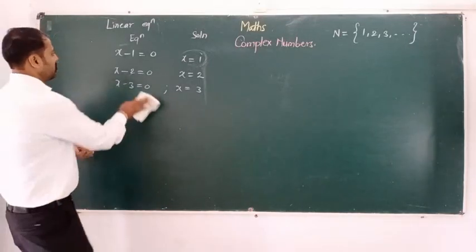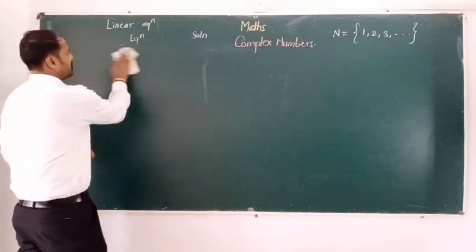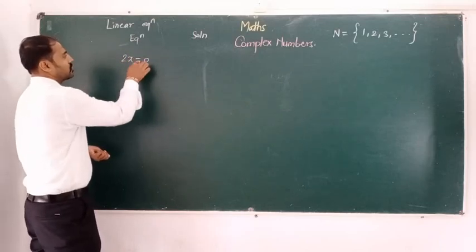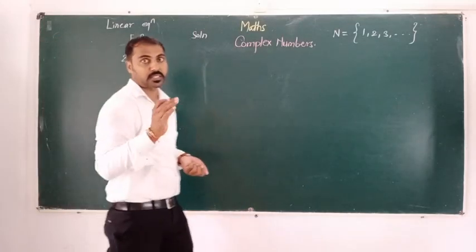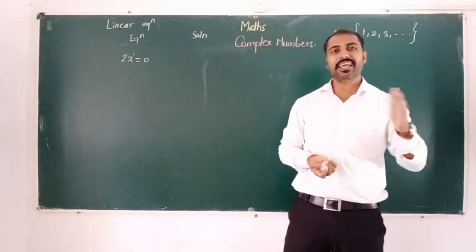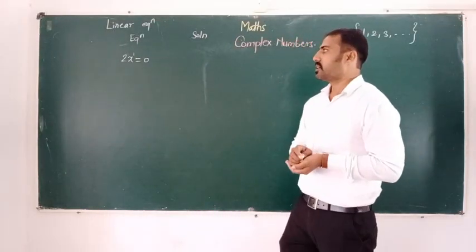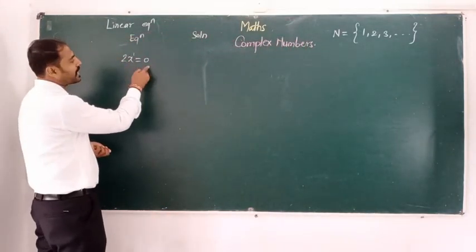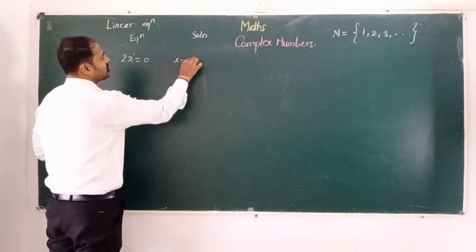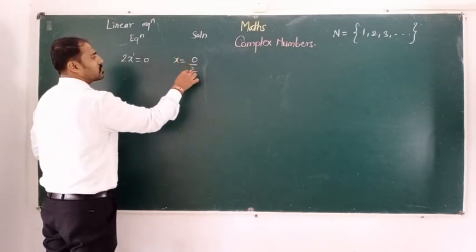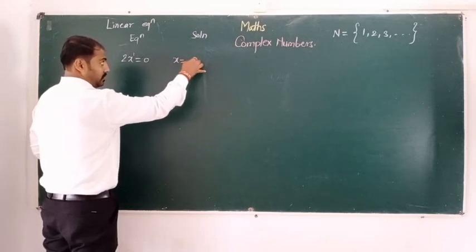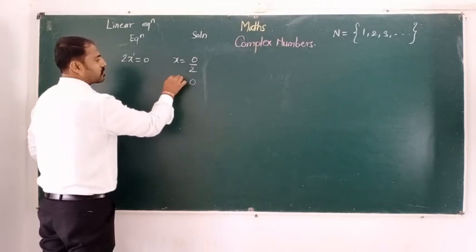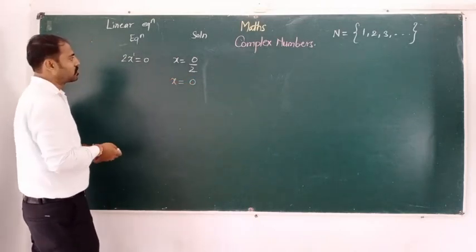After these equations, some equations are like this: 2x is equal to 0. Here also the degree of x is 1. So this will have only one solution for x. To find this solution, take 2 on RHS. We get x is equal to 0 divided by 2. 0 divided by any number, we get 0. So we get x is equal to 0.